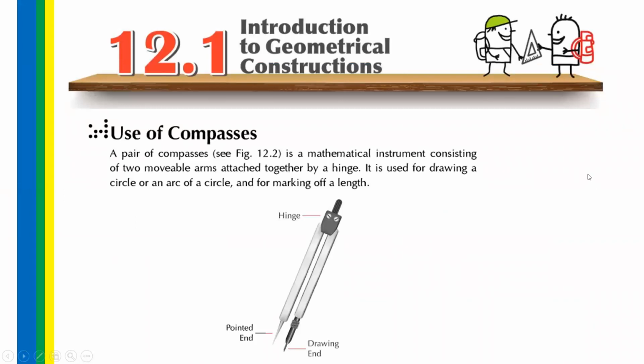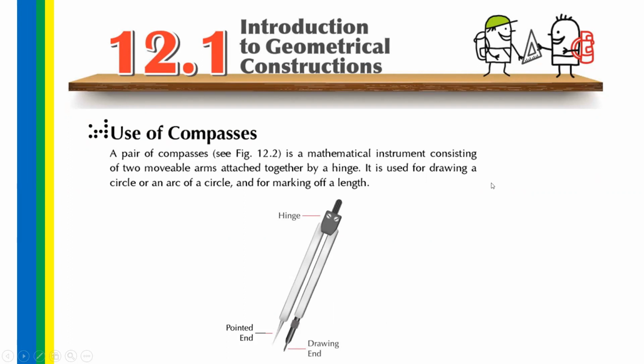Okay, so before we start the geometrical construction, you need to know how to use the compass. In the compass, we have two edges, which is the pointed end. It's a needle. So it's the center of the drawing or the circle. If you want to create a circle or arc, this is the center point, the pointed end. And the drawing end is the radius, or the circumference, as you can see.